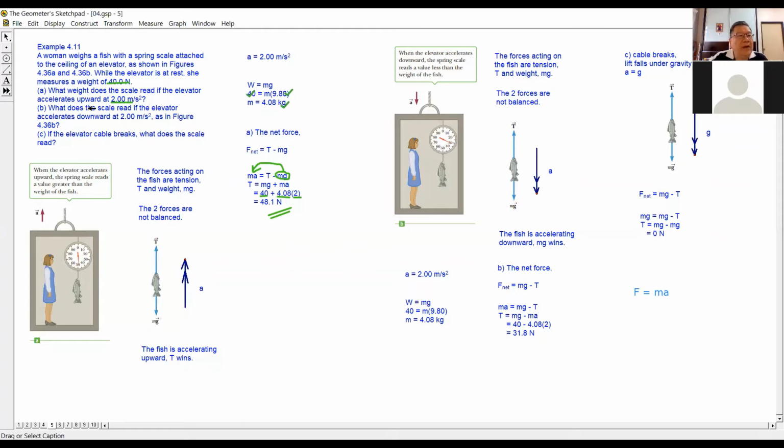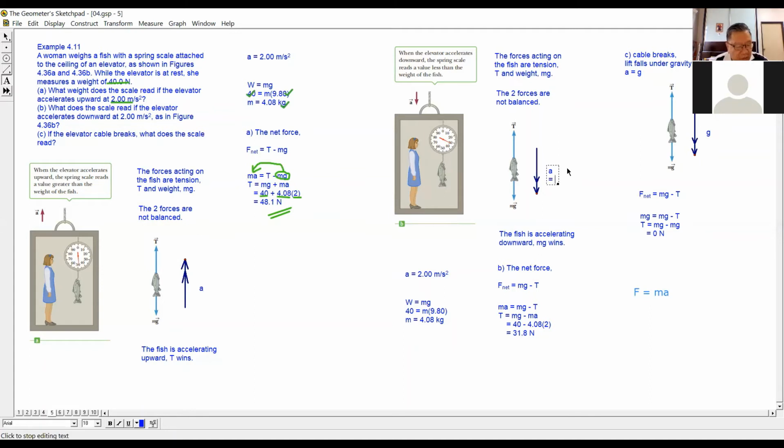The second case: what does the scale read if the elevator accelerates downwards? Downwards, the weight is actually pulling it down, so you don't need so much. Probably it will be less. When it's going up, it's more; going down, probably it will be less. So we're going to look at the case when the lift, or the elevator, is moving downwards. This is the lift, and the whole lift is accelerating downwards with an acceleration of 2 meter per second square.